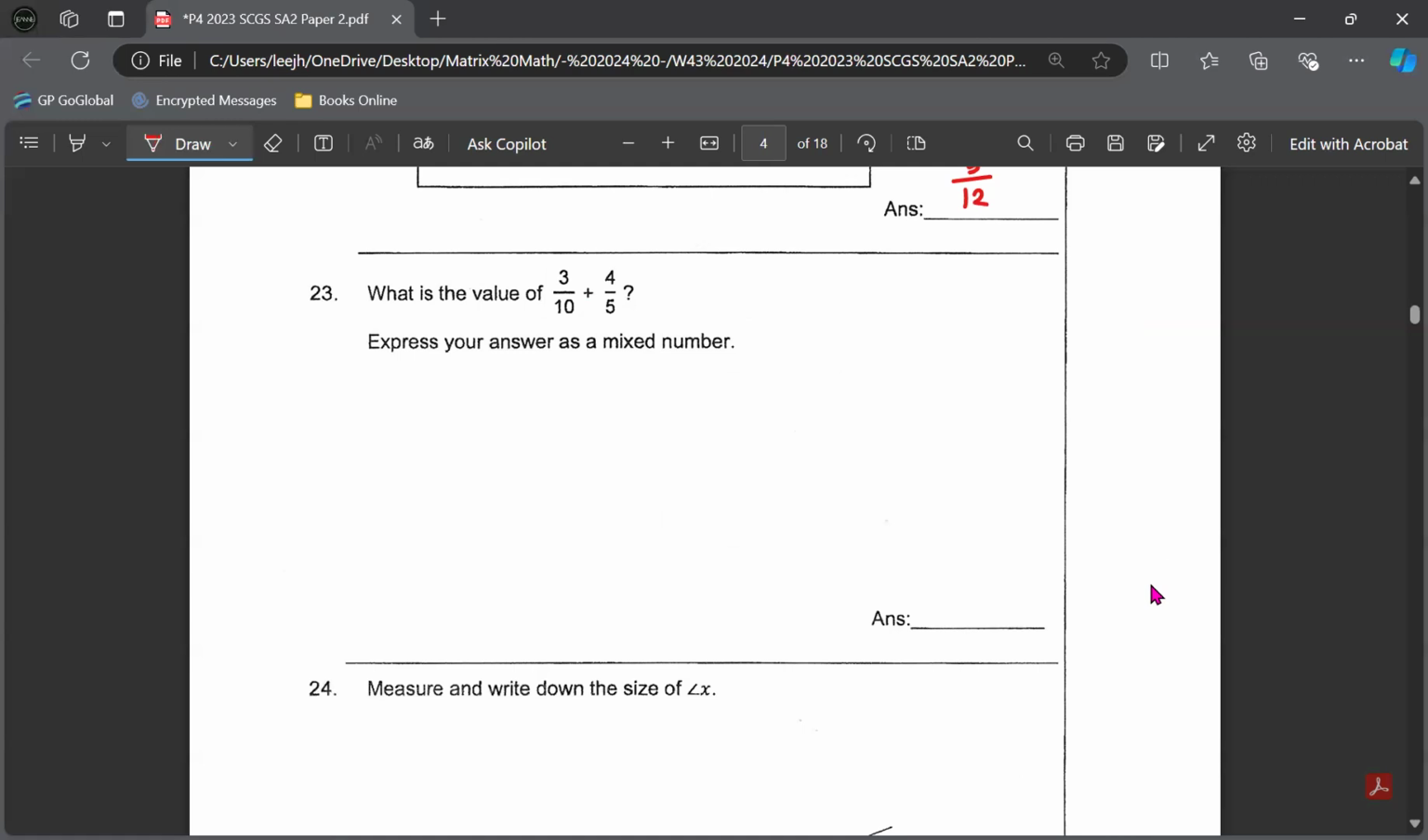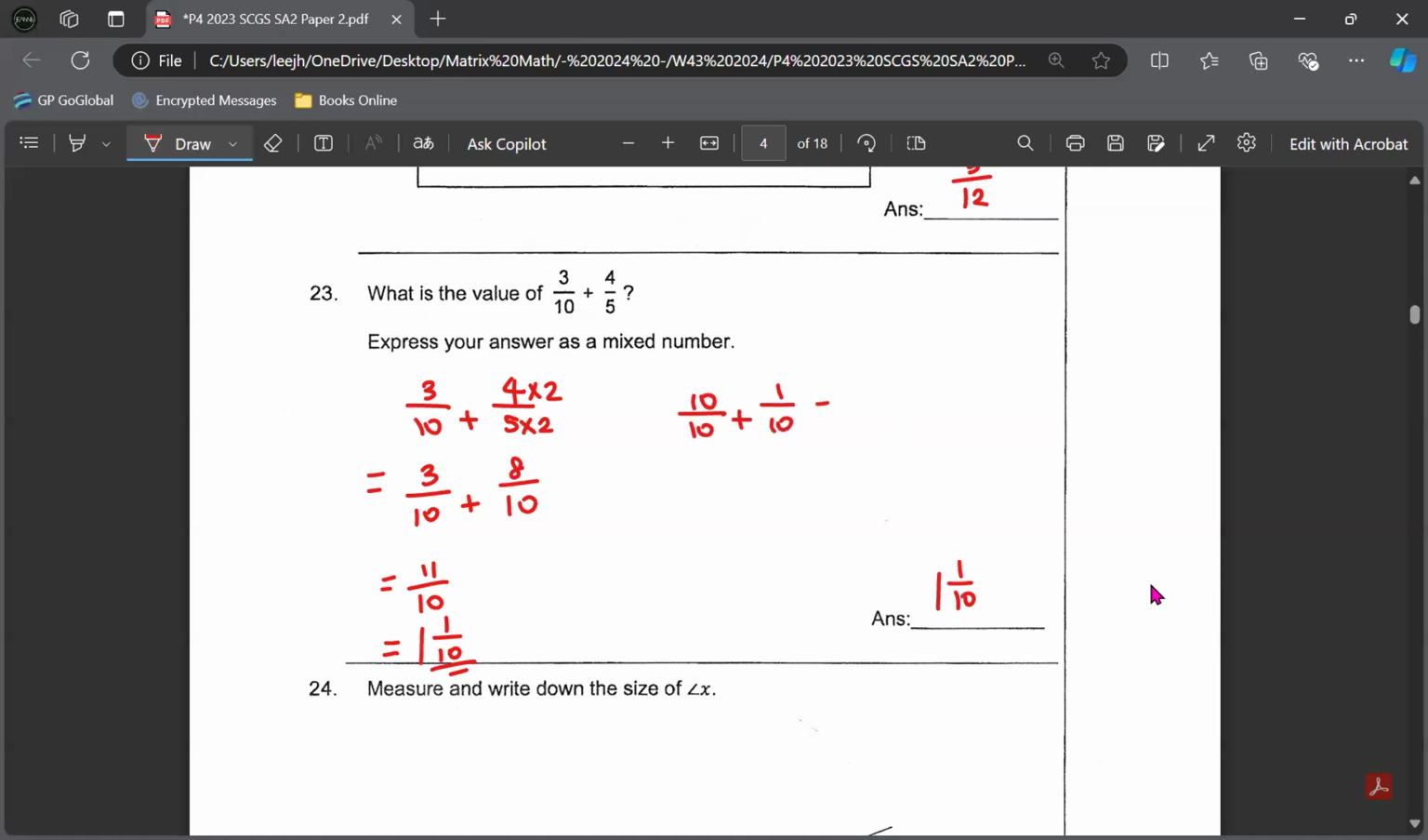Question 23. You have to add this. Express the answer as a mixed number. So 3 over 10 plus 4 over 5. Make them the same denominator. You times 2. 3 over 10 plus 8 over 10, 11 over 10. This is improper, which means that you change to a mixed fraction or mixed number. It'll be 1 whole 1 over 10, because 11 over 10 is actually 10 over 10 plus another 1 over 10. And you know 10 over 10 is actually 1 whole, correct? So that's how you get your answer.